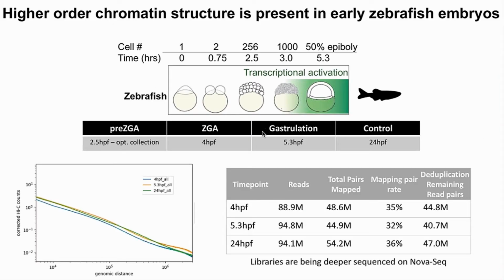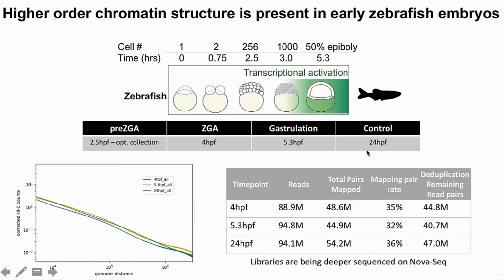And then we'll be doing some functional studies by doing protein elimination in the early embryo to look at the requirement for certain protein factors in establishing that architecture. So as I mentioned before, these are our 4 time points. I only have the latter 3, 4 hours, 5.3 and 24 hours now, but we do have preliminary data.